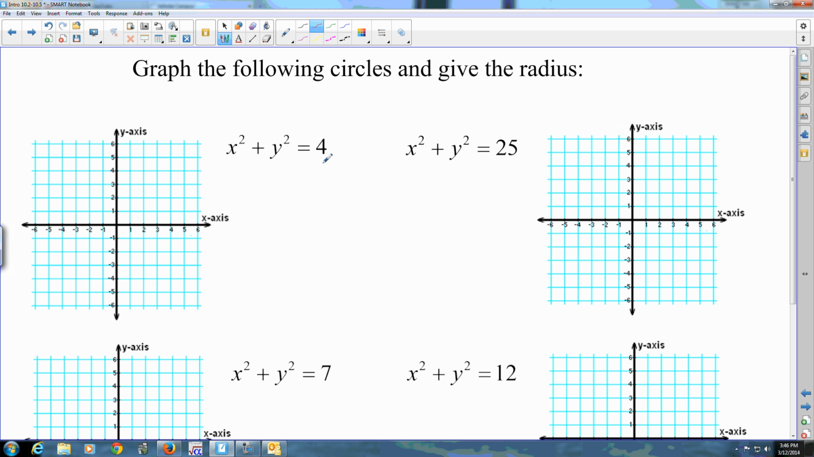Graph the following circles. Well, they're all going to be centered at 0, 0. This one, r is 2. You just square root that number. So you know it's going to be going through these 4 points, and then do your best to draw a circle through those points. The radius is 5. So then draw your circle.